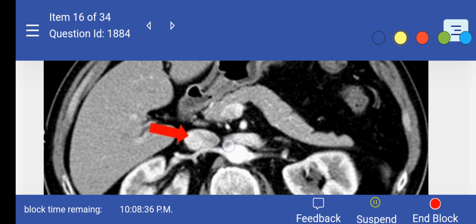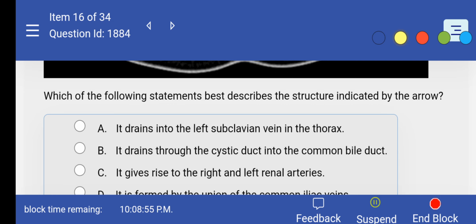Right? This is the abdominal aorta. This one is the pancreas. This one is the left renal artery, and this one is the right renal artery. Now you can answer this, right? They're asking which of the following statements best describes the structure indicated by the right arrow?